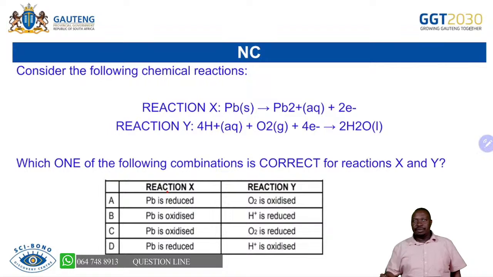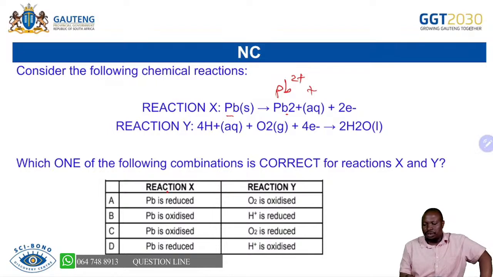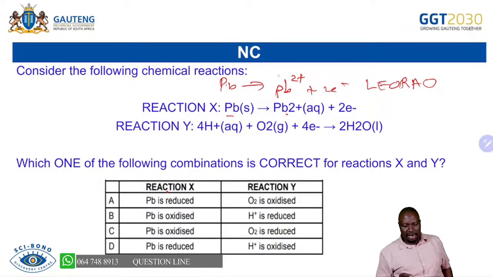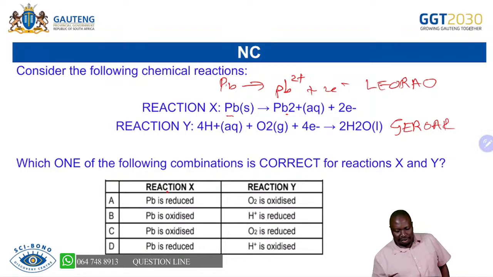Now let's go to Northern Cape and look at this paper. They said consider the following chemical reaction. So we're having lead again, Pb forming Pb2 plus plus 2 electrons. So you're able to see that lead is losing electrons, and we said loss of electrons is oxidation, which means Pb is our reducing agent, and our reducing agent is oxidized to Pb2 plus. You can see that, and we are having here gaining of electrons, which is a reduction, which is our oxidizing agent, which is now reduced. So those are the half reactions that were given.